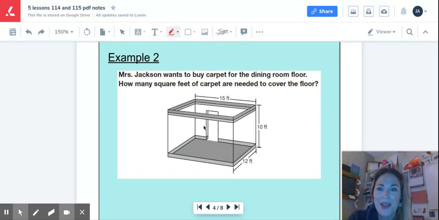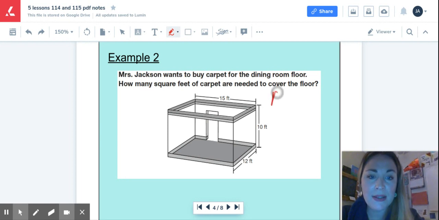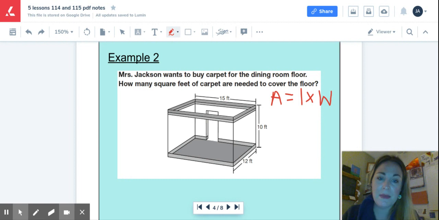So, Mrs. Jackson wants to buy carpet for the dining room floor. How many square feet of carpet are needed to cover the floor? So take a look at this image. You can see here's the carpet right here. We're filling the entire space of something. I know that that's area. We're looking for the area of the floor. And the formula for area, of course, is length times width. Or you could say base times height. That's fine. Length times width.